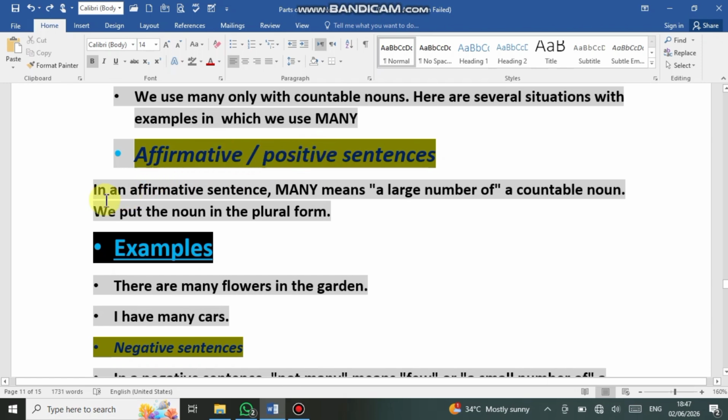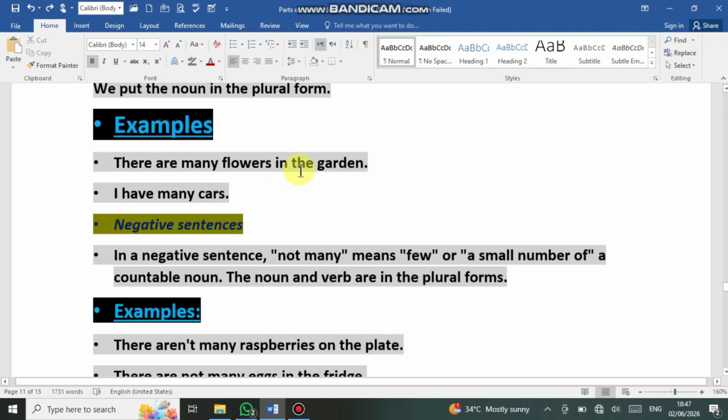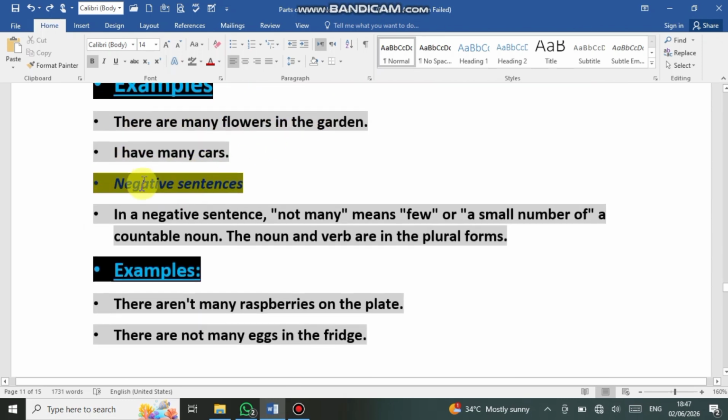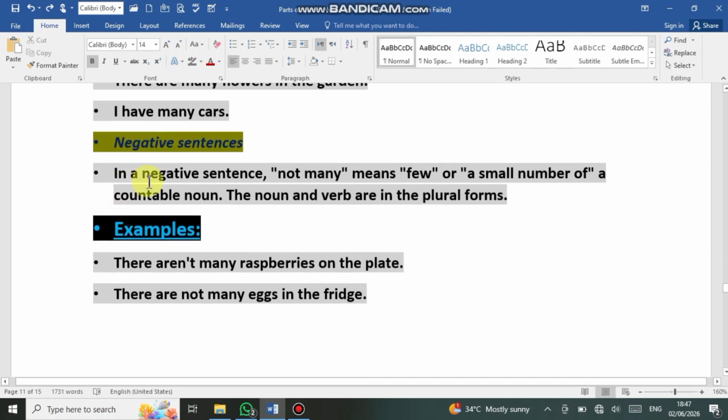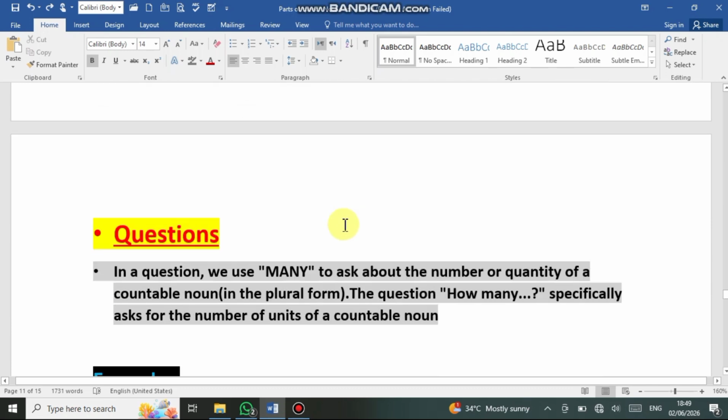Affirmative sentences. An affirmative sentence means a large number of countable nouns. We put the noun in the plural form. For example, there are many flowers in the garden. I have many cars. Negative sentences. In a negative sentence, not many means a few or a small number of countable nouns. The noun and verb are in the plural form. Examples: there aren't many raspberries on the plate. There are not many eggs in the porridge.